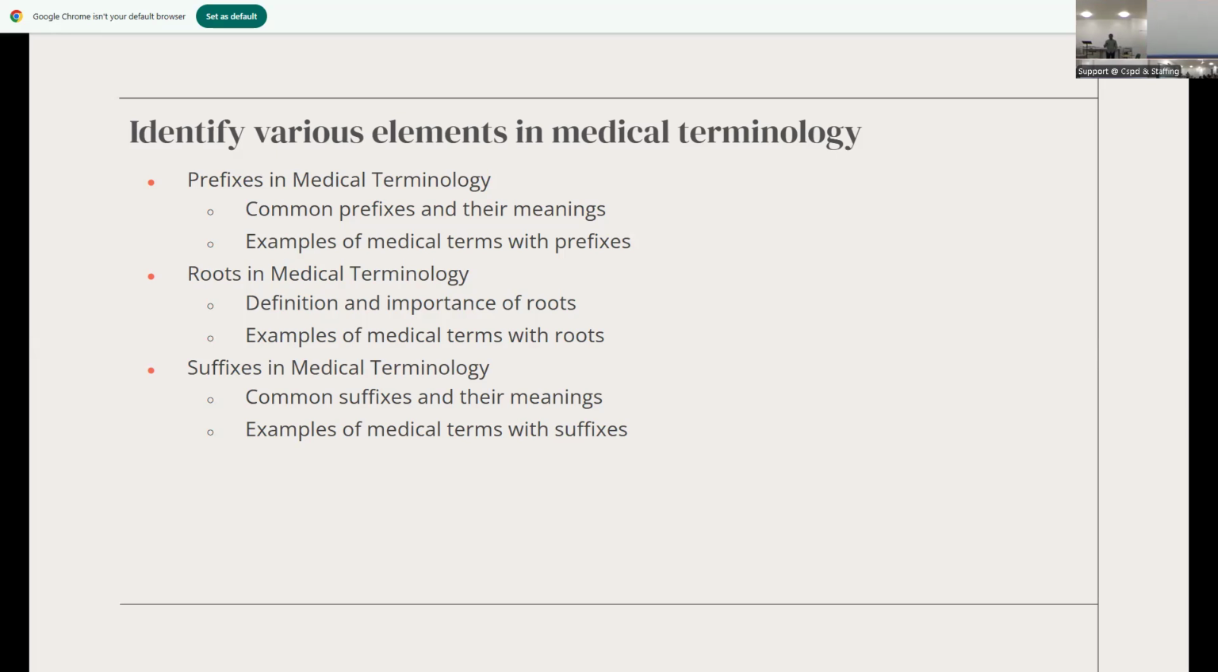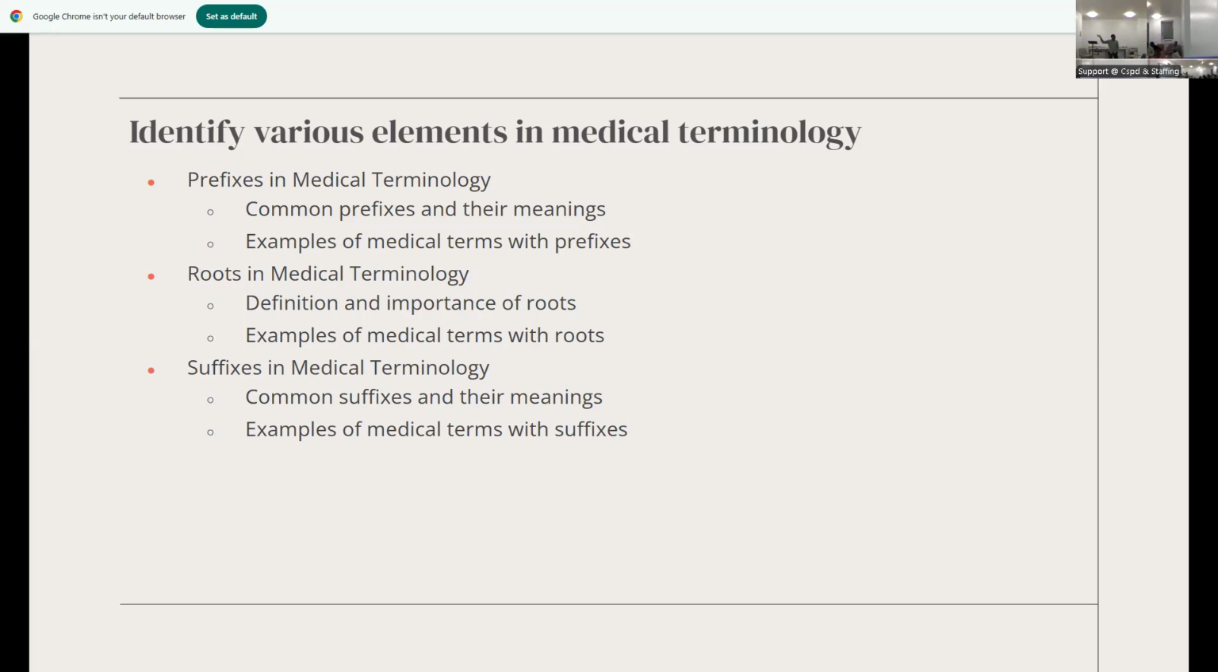Root in medical terminology is the main word. That's the main. It tells you what is going to be done. Is it going to be this part, the hand part, the leg part, the ear part? Okay, so that tells you that. And what I'm going to be looking for is the definition and importance of the roots and examples. We also look at examples of medical terms with roots, and then the suffix is after.